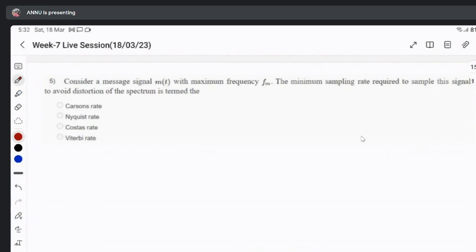Now consider a message signal m(t) with a maximum frequency fm. The minimum sampling rate required to sample this signal to avoid distortion of the spectrum is termed as? Nyquist rate. Yes, that is the Nyquist rate.